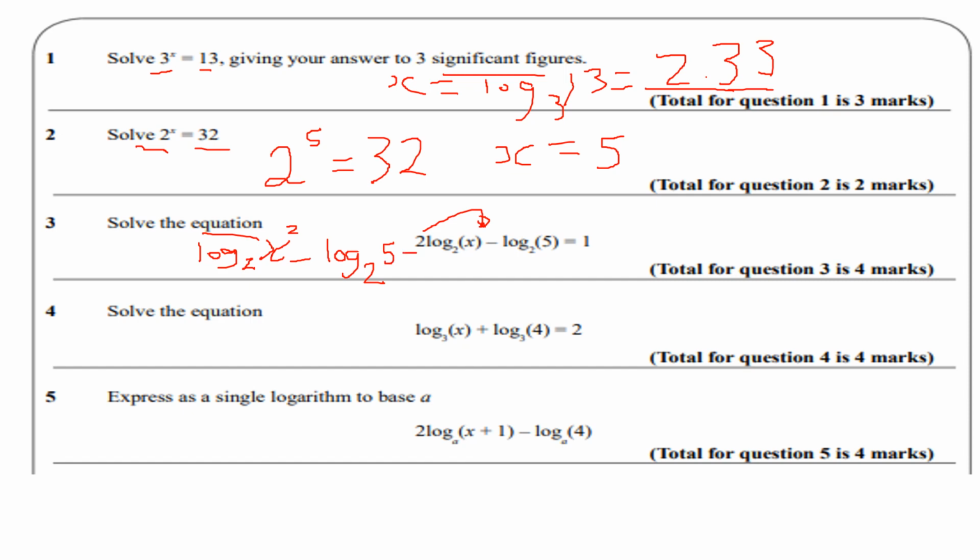Now, using the subtraction law and rule, if I have the same base, if I subtract, then I'm going to divide the bits inside the actual logarithm. So I'm going to have log to the base 2 of x squared over 5. That's going to equal 1.